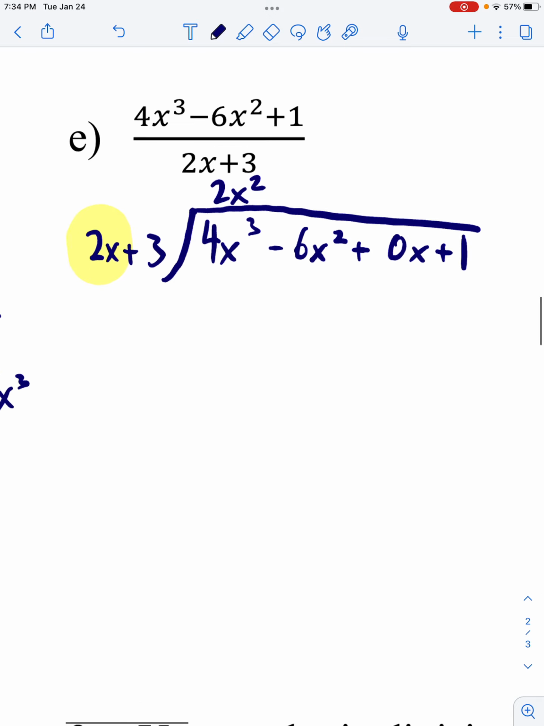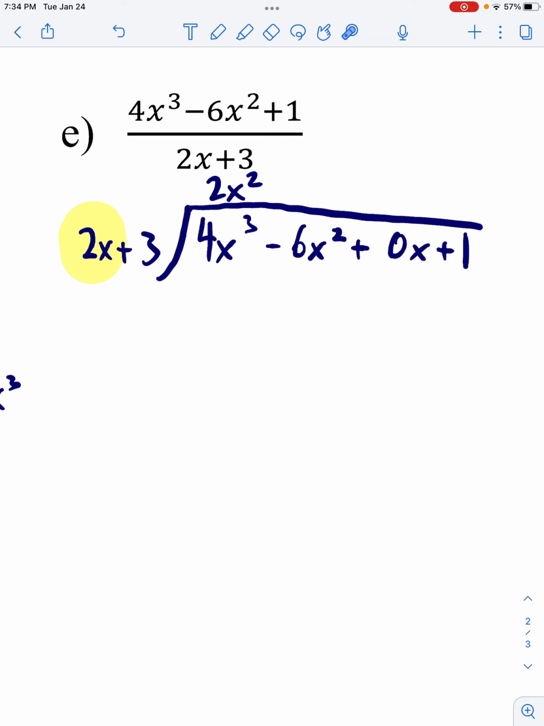Okay? We're going to multiply this 2x squared through the divisor. So 2x squared times 2x is 4x cubed. 2x squared times 3 is plus 6x squared. Okay, cool. Then we're just going to subtract.